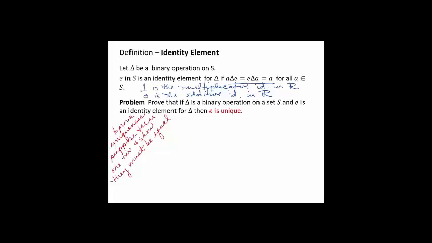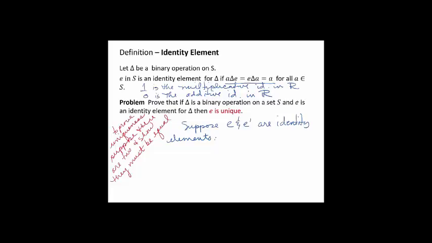We have a set S with a binary operation delta, and we will suppose E and E prime are identity elements in S for delta. Well, what does that mean? Now remember, you're going to look at what I write down right now and you're going to think, well, how did she think of that? Well, I probably wrote down a bunch of other stuff first. You just start writing down what you know.